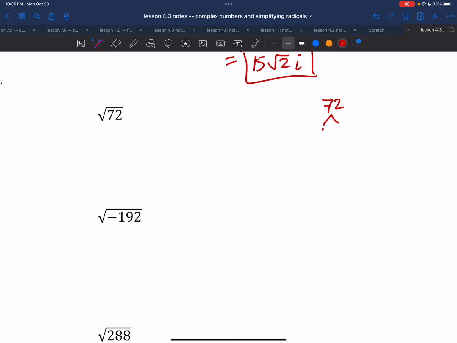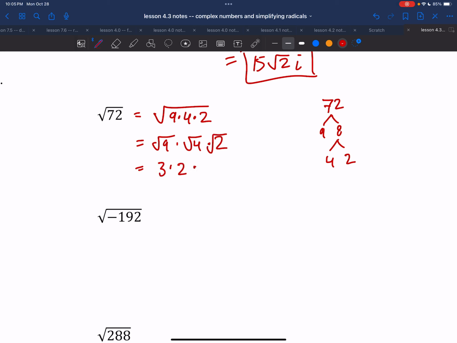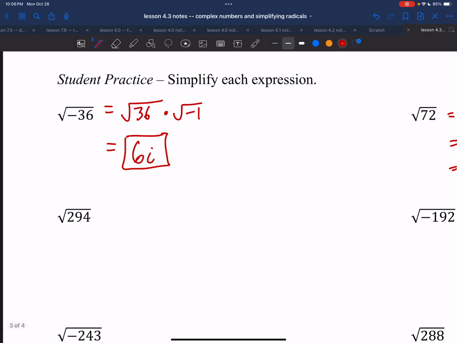72, I know this to be 9 times 8. 9 is a perfect square. 8 is 4 times 2. So I like to say that's the square root of 9 times 4 times 2. I was just focusing on perfect squares there, right? Square root of 9, square root of 4, square root of 2. Square root of 9 is 3, square root of 4 is 2, square root of 2 is square root of 2. That means it's 3 times 2, which is 6, times root 2. Done. Again, you can do the prime factorization method. It doesn't matter. Whatever you need to do, simplify. I'm showing you how I do it.